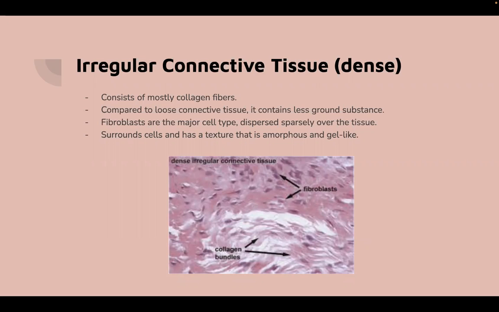So, like I said, it consists of mostly collagen fibers, and compared to the loose connective tissue, it contains less ground substance, which surrounds cells and has a texture that is amorphous and gel-like. So like this, like over here.